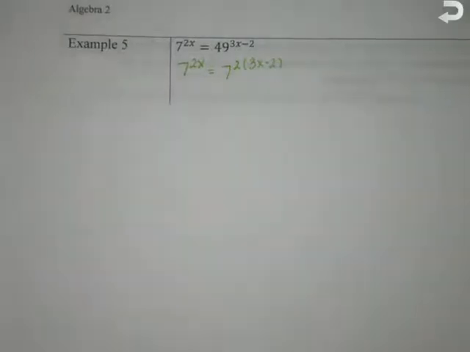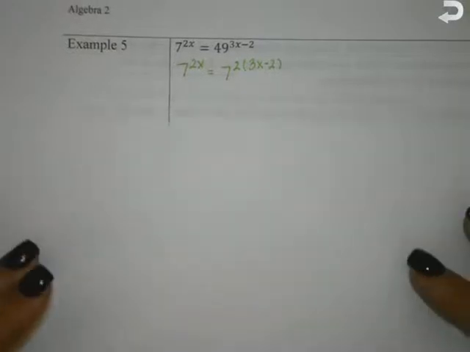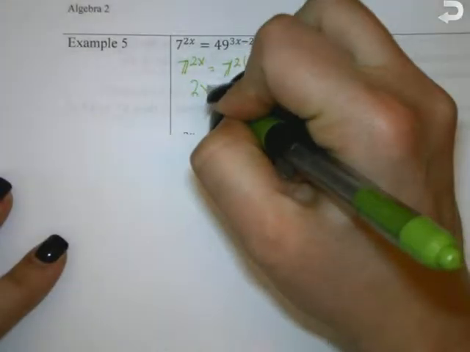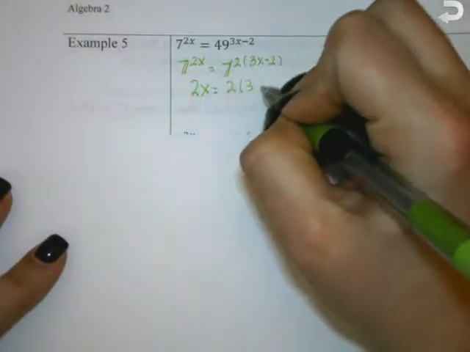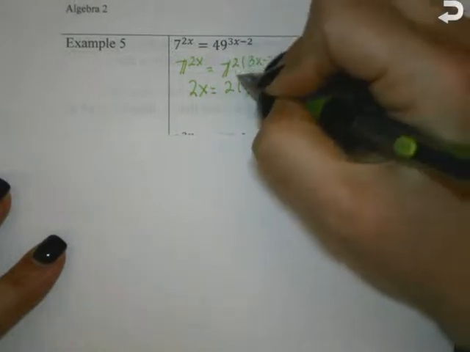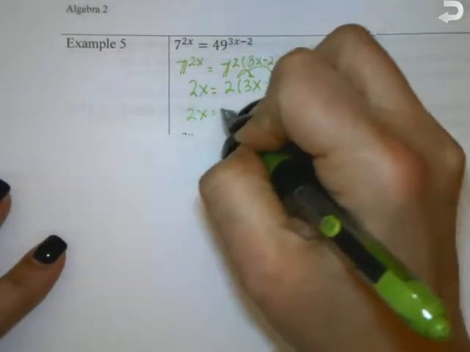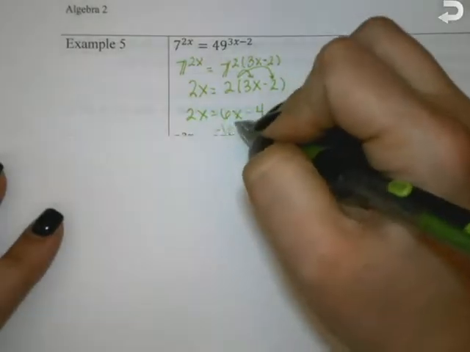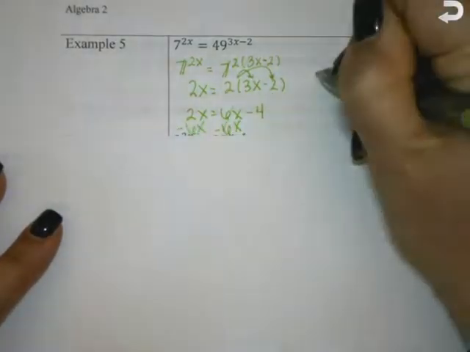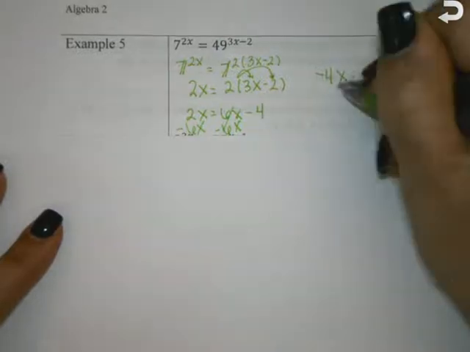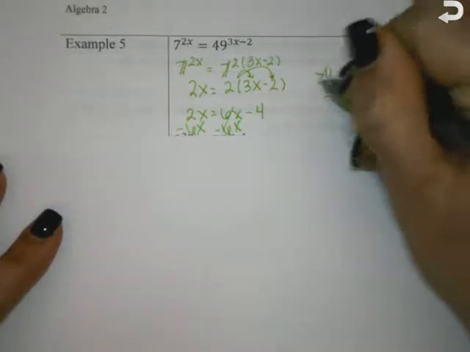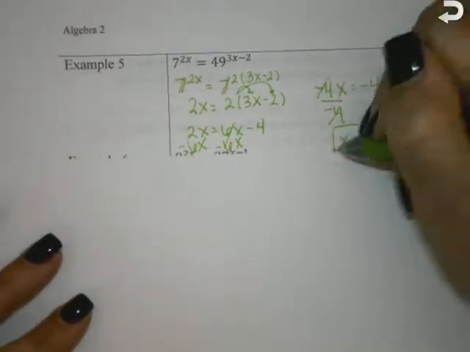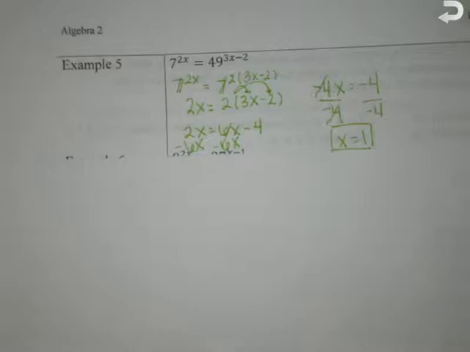Okay, guys, what did you do next? Drop the bases. So this is 2x equals 2 times 3x minus 2, and then what? So 2x equals 6x minus 4, and then what did you do? Okay, so subtract 6x. So that's negative 4x equals negative 4, and then divide by negative 4. So x equals positive 1. How many of you got x equals 1? Fabulous. Okay. All right, number 6.